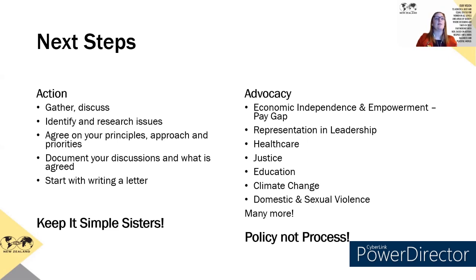I've talked a bit about the different areas that we advocate on, and I've just got a list here as an example. The economic independence and empowerment, particularly the gender pay gap, and we're definitely getting very strong into advocating on the gender and ethnic pay gap, and also the pay gap for disabled people. Representation and leadership, women on boards, healthcare, justice, education, climate change, domestic and sexual violence, and many, many more areas. I would encourage groups to focus on policy, the heart of advocacy, the issues. Try not to get bogged down in the process. Policy, not process.